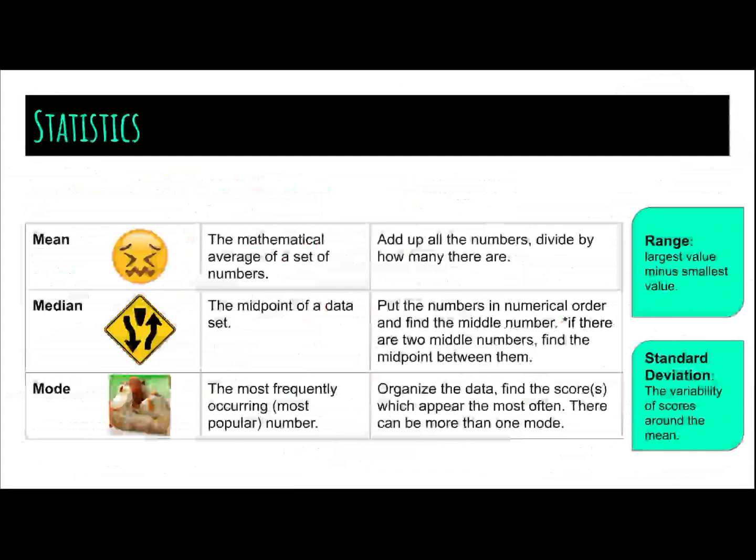A range in a class like this would likely be a lot larger than the age range in, say, a second grade class, which would probably be less than 1 year.